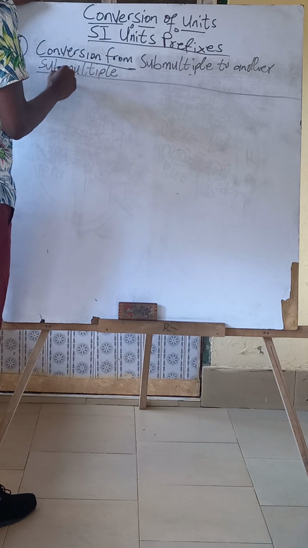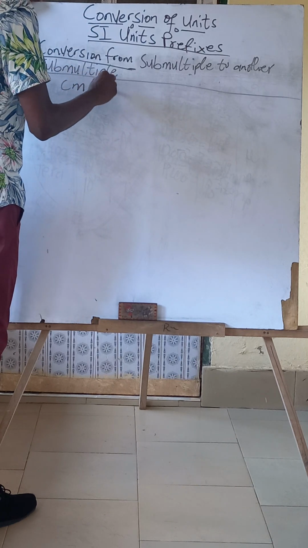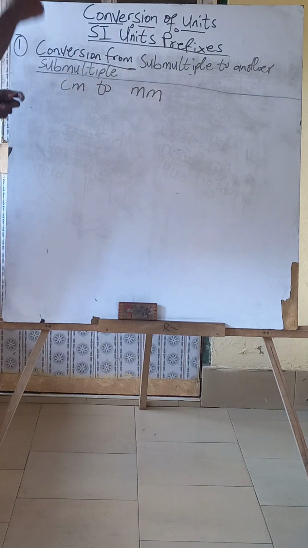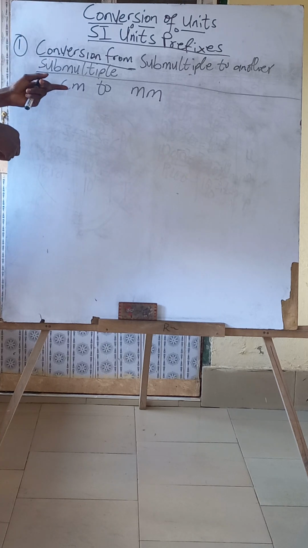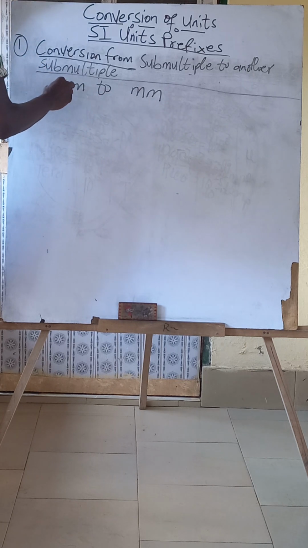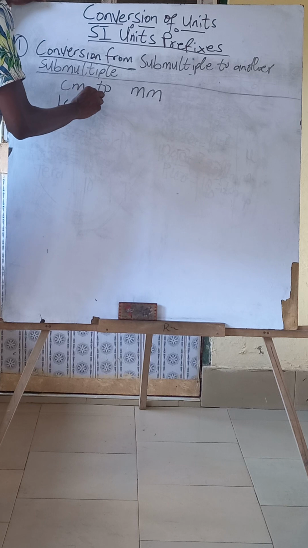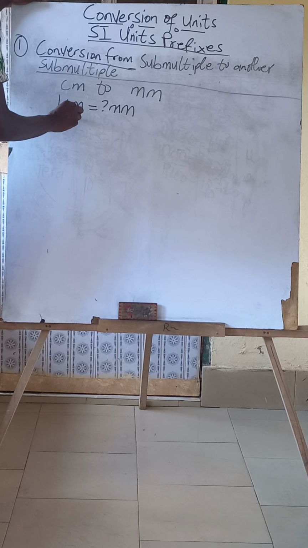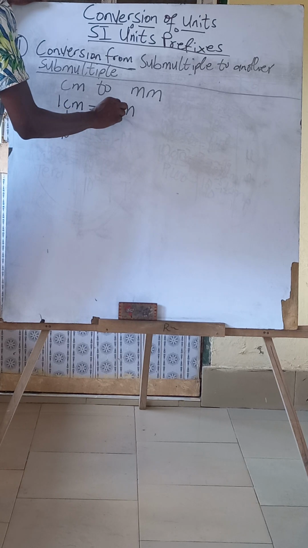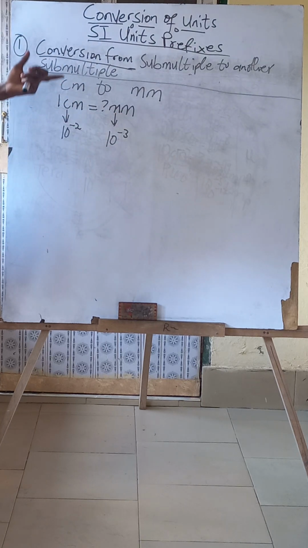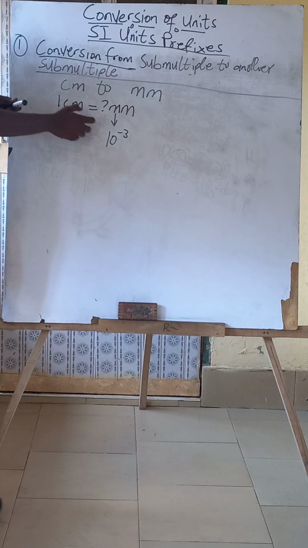So we want to convert from centimeters to millimeters. This is a submultiple. This is another submultiple. So one centimeter is equivalent to how many millimeters? Let's find out. Centi means 10 raised to the power minus 2, and milli means 10 raised to the power minus 3. And when you are converting from one submultiple to another submultiple, we subtract the exponent.